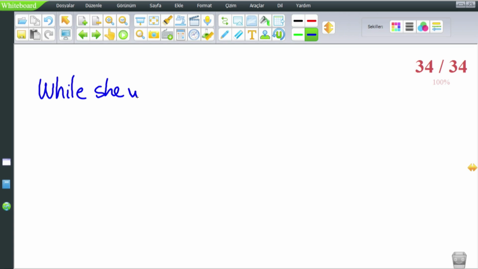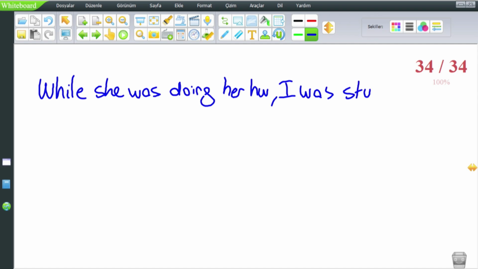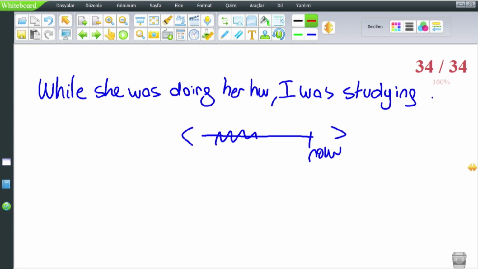While she was doing her homework, I was studying. These are both long actions that are happening at the same time in the past. She was doing her homework. I was studying. They both happened at the same time in the past.